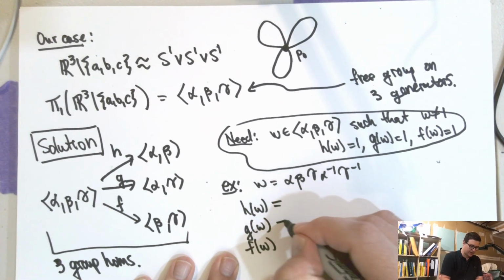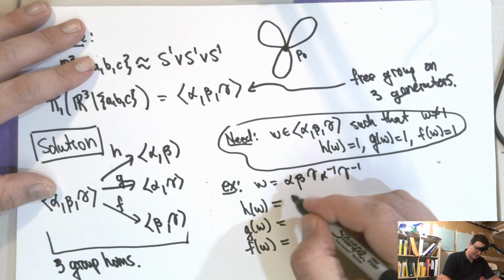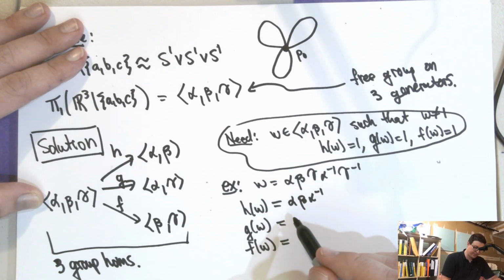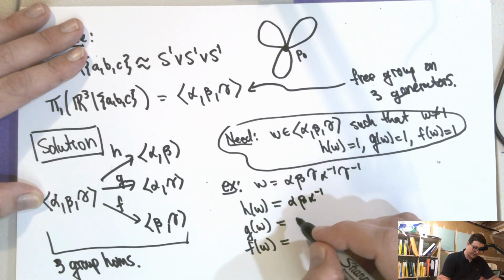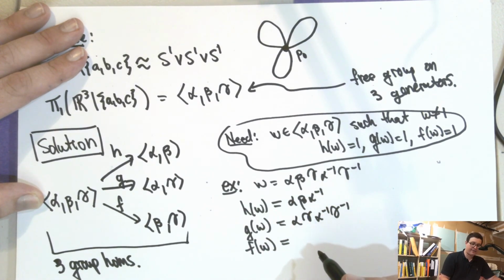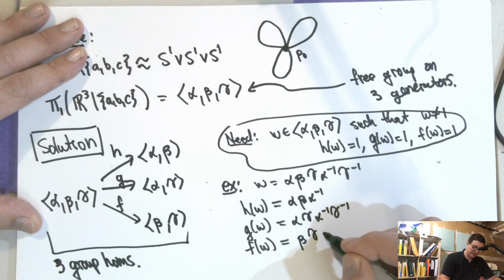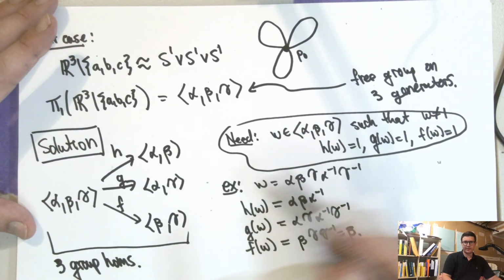H of W, well, that sends gamma to 1. So this is alpha, beta, alpha inverse. What's G of W? That sends beta to 1. So this is alpha, gamma, alpha inverse, gamma inverse. And what's F of W? That sends alpha to 1. So that is beta, gamma, gamma inverse, which is just beta. All right, so this is how we compute with this.